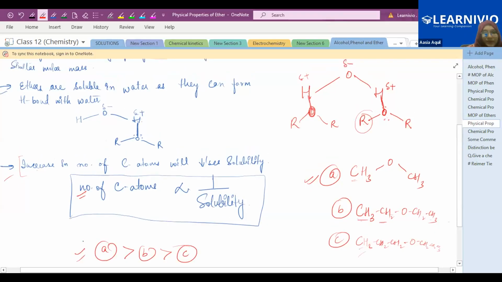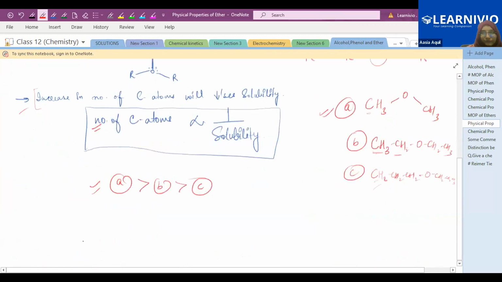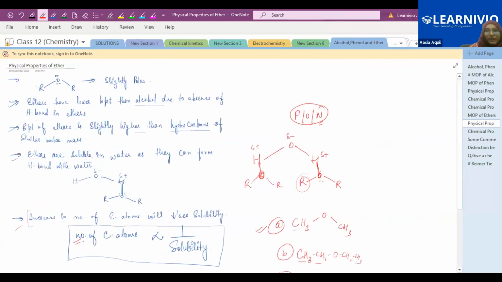So those are the physical properties. These are some points you should remember. This is important. If you want to write, just write it down quickly.